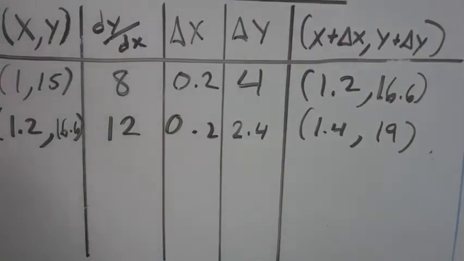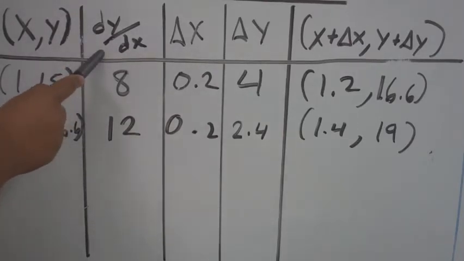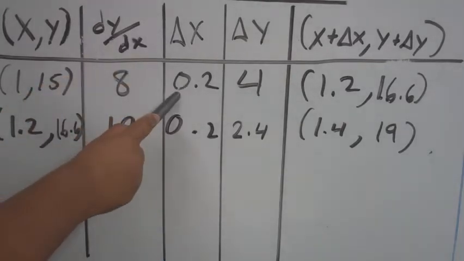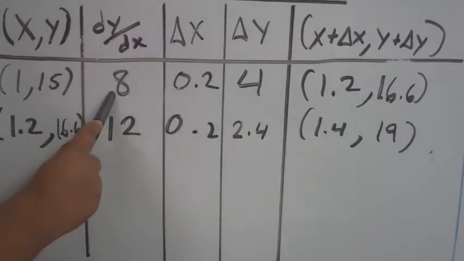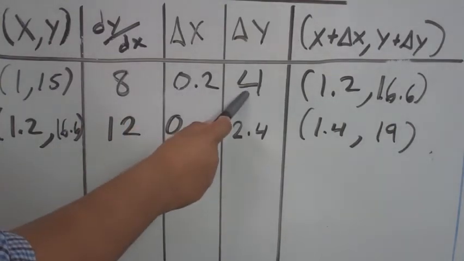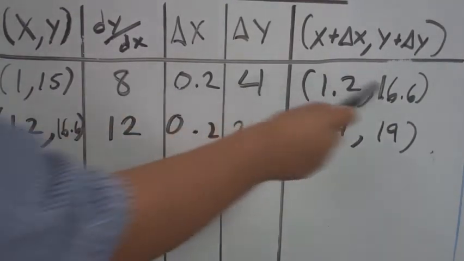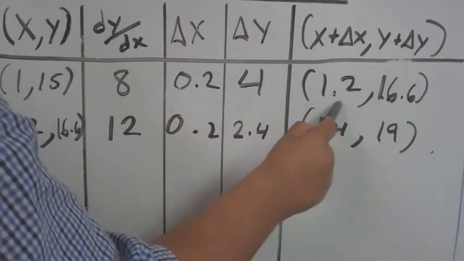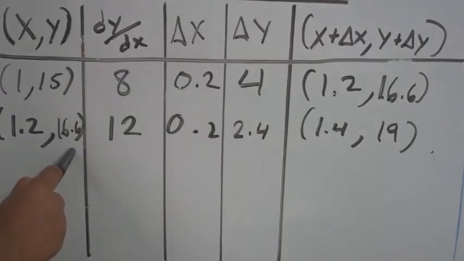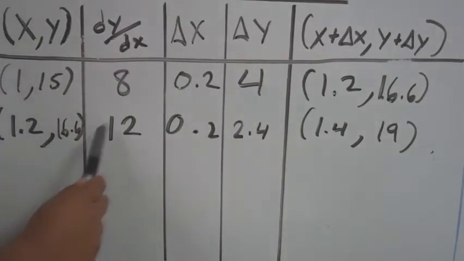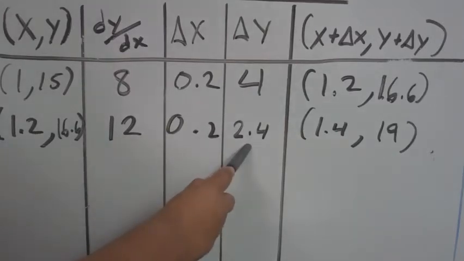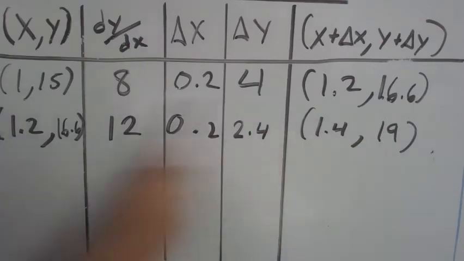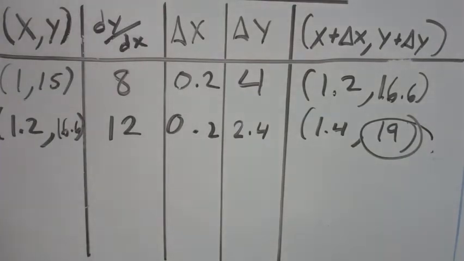So for part C, we will be using Euler's method to find f(1.4). 1 and 15 are given. dy over dx is also given because of the graph. Delta x will be our 0.2 step size to get to 1.4. We multiply 8 times 0.2, then we add delta x to 1, then delta y to y, which would give us 1.2 and 16.6. Then we'll just repeat the whole method again, where dy over dx is our second derivative for our first derivative at 1.2, and the answer would be 19.